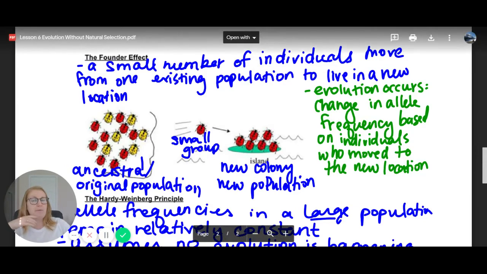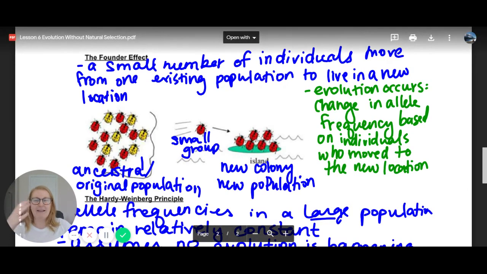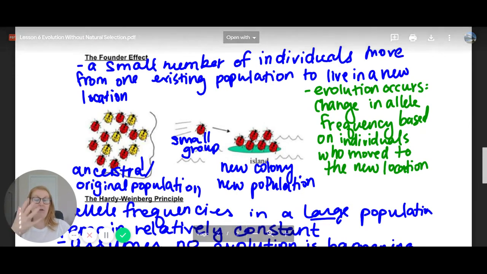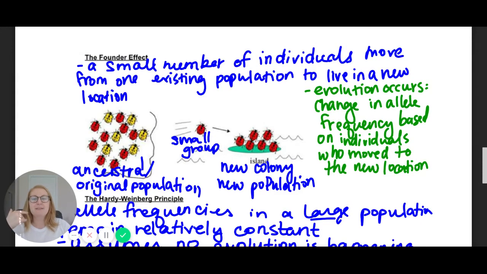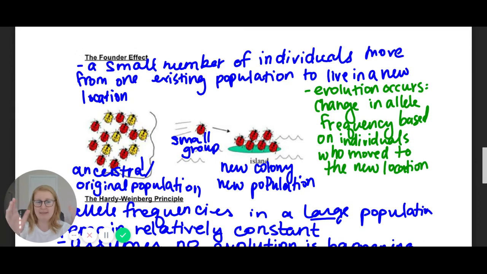So in my example here, if only red ones happen to go over there, they're going to repopulate, but now the frequency is very different. Over here, we have maybe 50-50 yellow and red, and in the new island, we have 100% red. Again, we call this evolution because we have a change in frequency when comparing the ancestral population with the new population. So the founder effect is also an example of genetic drift. We are assuming it has nothing to do with natural selection or with having some type of favorable trait.